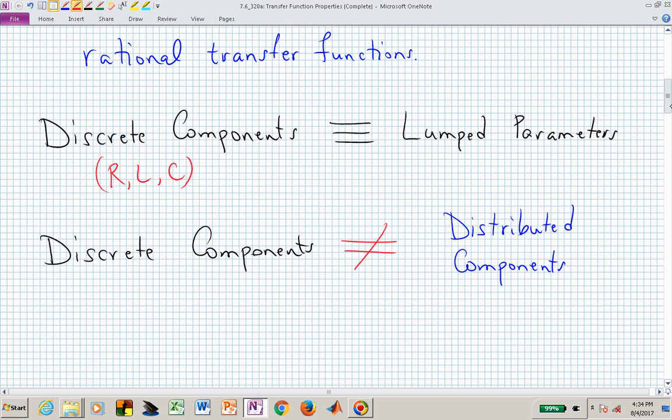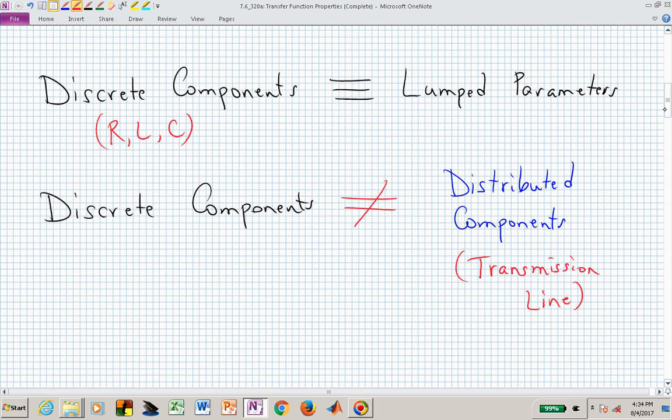And that's in contrast to having distributed components, which you might think of as occurring if you were dealing with a transmission line type problem where you have inductance distributed over a physical length. With transmission lines, in terms of solving those equations, now we're dealing with partial differential equations in the time domain. That's not what we're solving or analyzing or working with in this class.